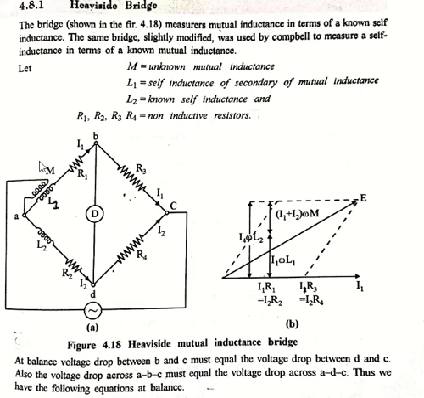Here is the Heaviside bridge circuit diagram. Here M is the unknown mutual inductance. L1 is the self-inductance of the secondary of the mutual inductance. L2 is a known self-inductance. R1, R2, R3 and R4 are known quantities and non-inductive resistors.